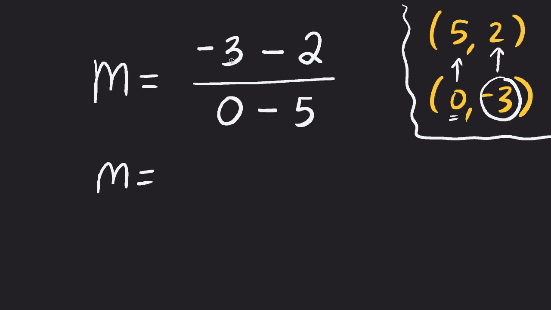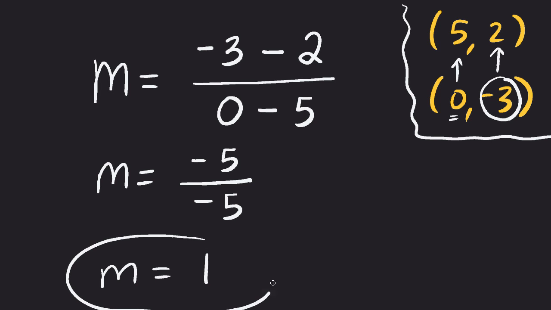And so -3 minus 2 would be -5, and 0 minus 5 would be -5. So that tells me my slope is 1. So what does that mean?